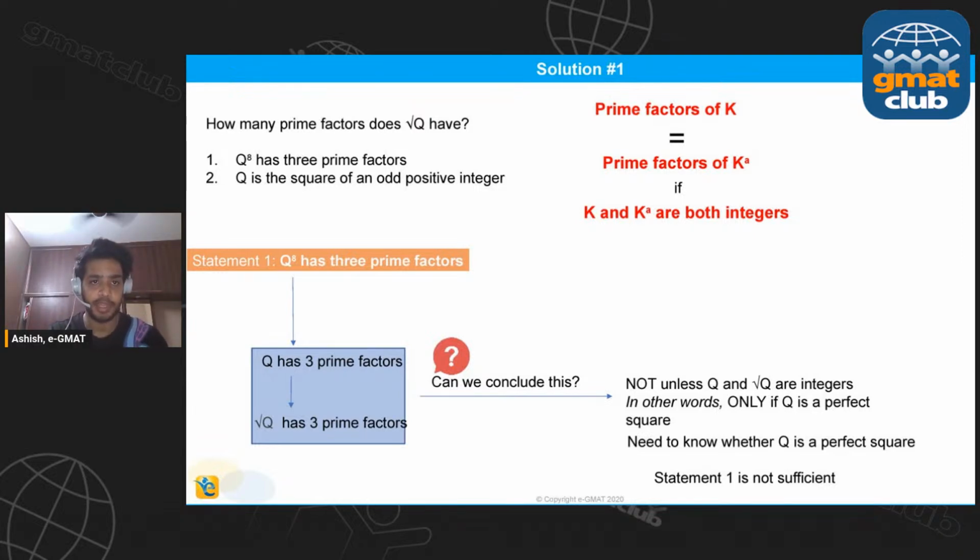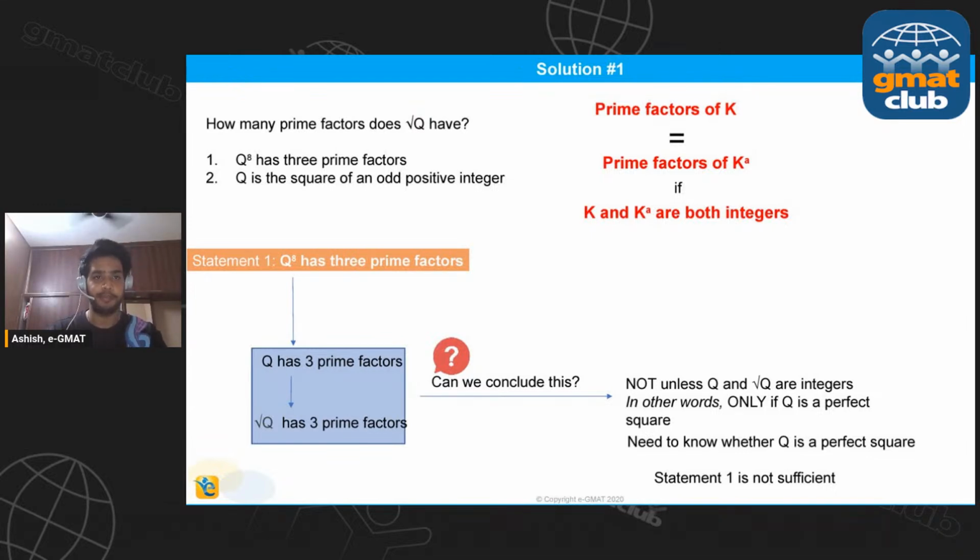Statement 1 tells us that q to the power 8 has 3 prime factors. Now, in the concepts of the warm-up and in Sprint 1, Shweta made it clear that the prime factors of k will always be equal to the prime factors of k to the power a, right? So if we know the prime factors of q to the power 8, we know the prime factors of q, and thus we would know the prime factors of square root q. Is that it?